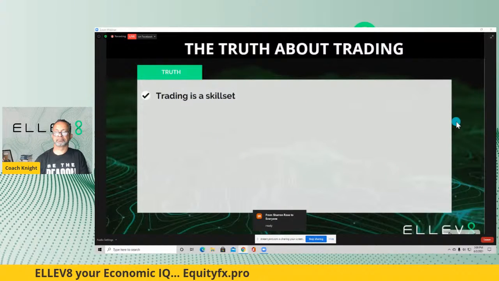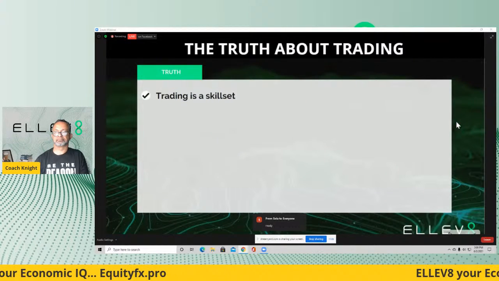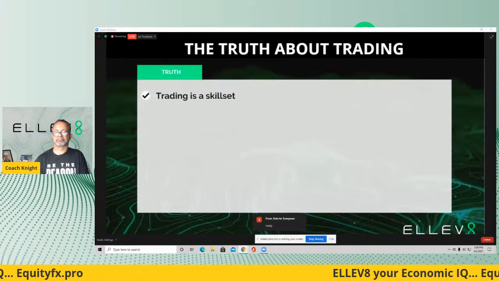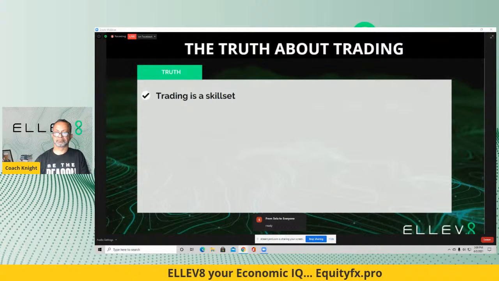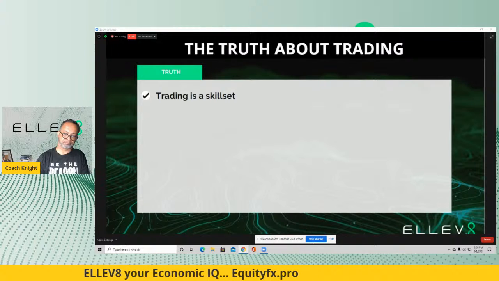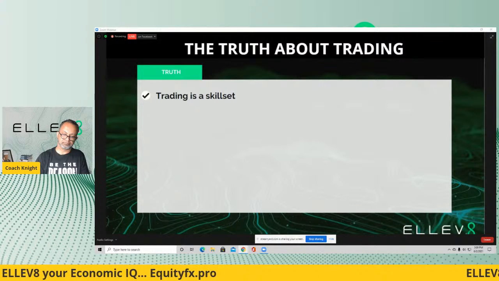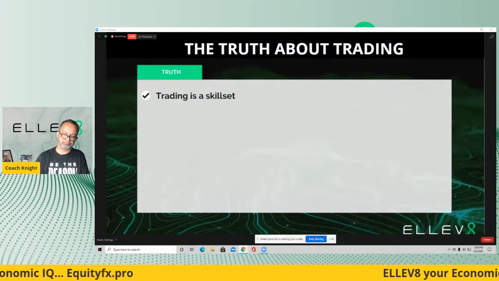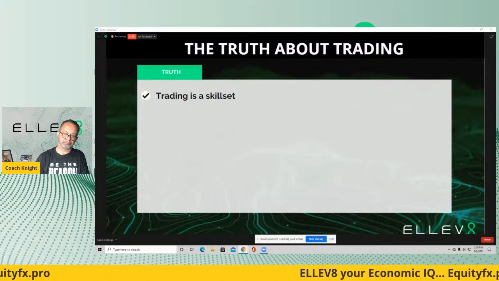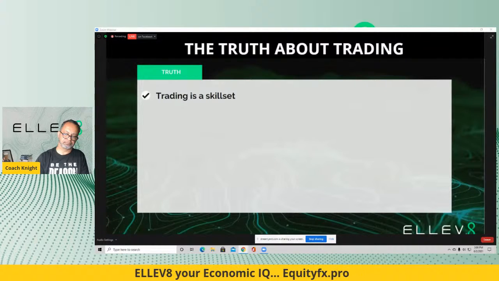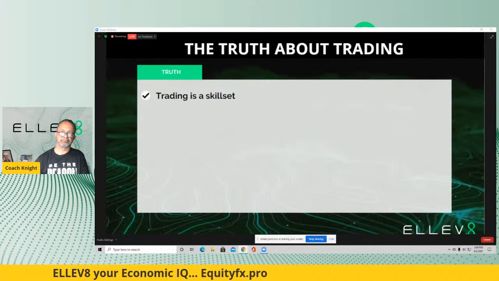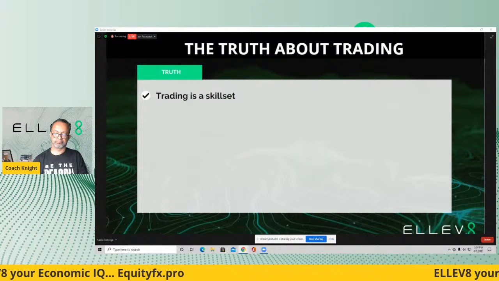So the truth about trading. The first thing that you need to understand is that trading is a skill set. I don't know where this got lost in the sauce. But trading is a skill set. The same way that you learn how to ride a bike, play a sport, or play an instrument, it becomes a skill after that. It's a skill set that you're learning.